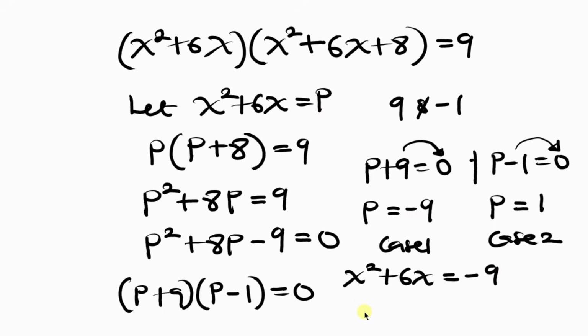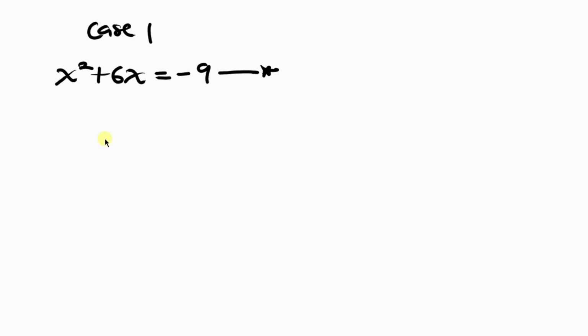For our second case, it will look like x squared plus 6x to be equal to the value of p for our second case, which is 1. So let's focus on this first case first, and then we'll come to our second case. Very good. Now, solving for our first case, this is a nice quadratic equation.